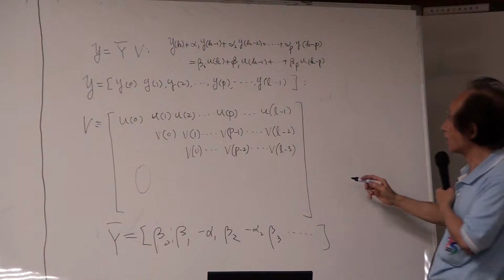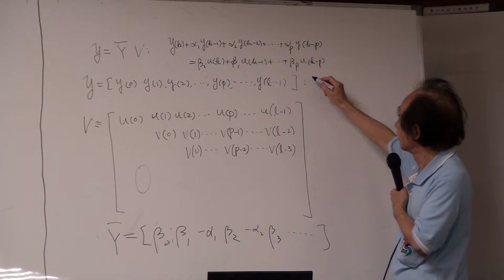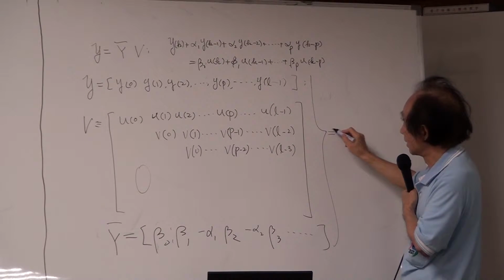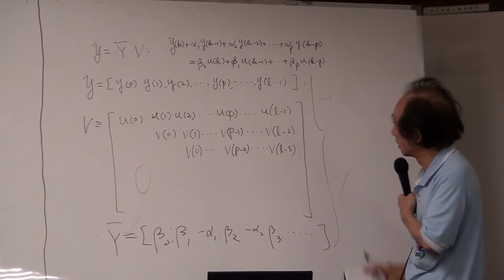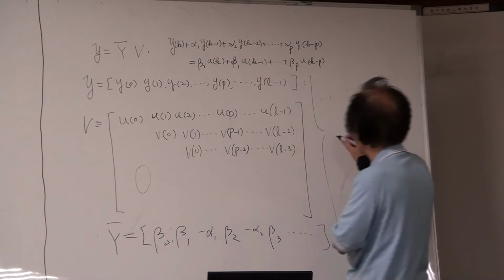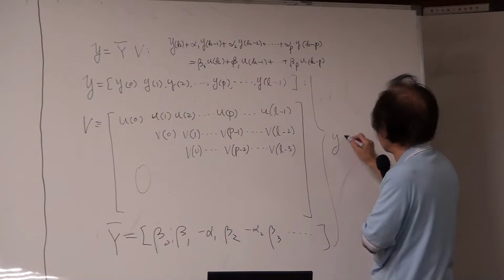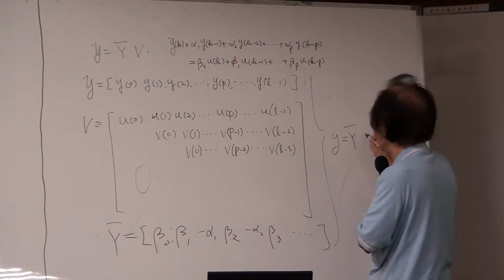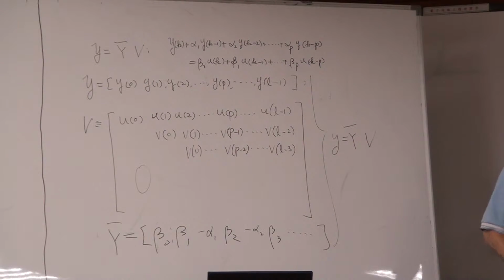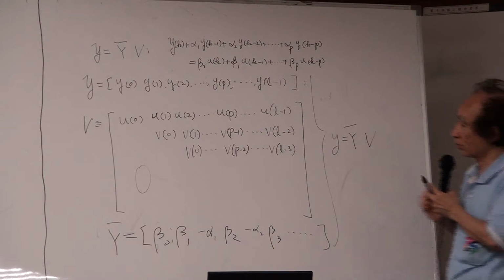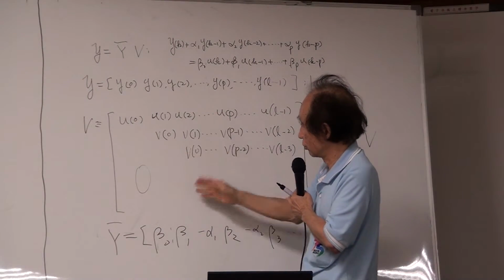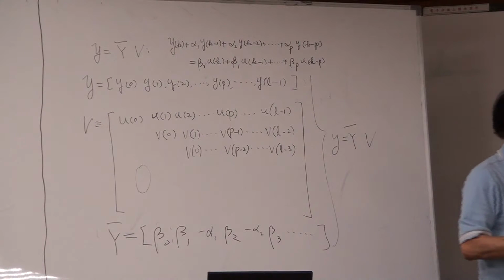So, if that's the case, then I will be able to write this like that. So that is y equal to y bar v. Problem, right? You can just go back to do the exercise. Like that. All right.